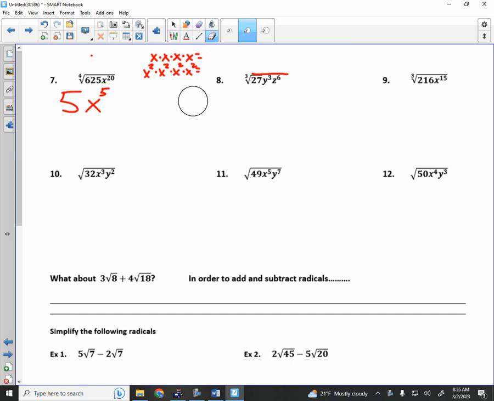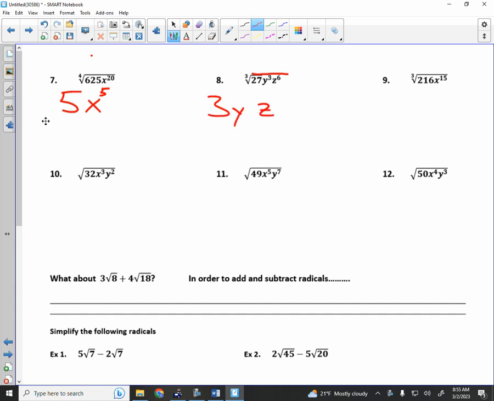We look at number 8. Is 27 a perfect cube? What do you multiply by itself 3 times to get 27? 3. We have a y and a z. What do you multiply by itself 3 times to get y cubed? Just y to the 1. What do you multiply by itself 3 times to get z to the 6th? Z to the 2nd. And so that's that cubed root.